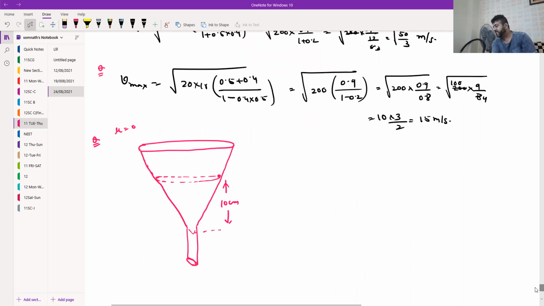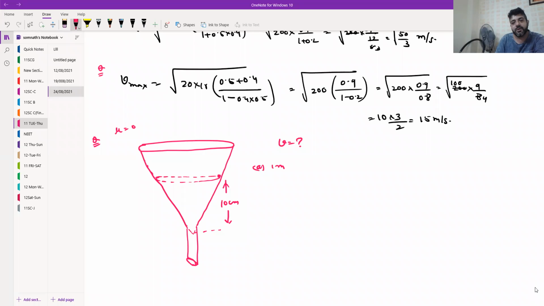Now in this question, the smooth inner surface of a conical funnel as shown in the figure, if the height of the plane of the circle above the vertex is 10 centimeter, find the speed of the particle. What is the speed of the particle? Option A, 1 meter per second. Option B, 2 meter per second. Option C, 3 meter per second. Option D, 4 meter per second. So try this question.